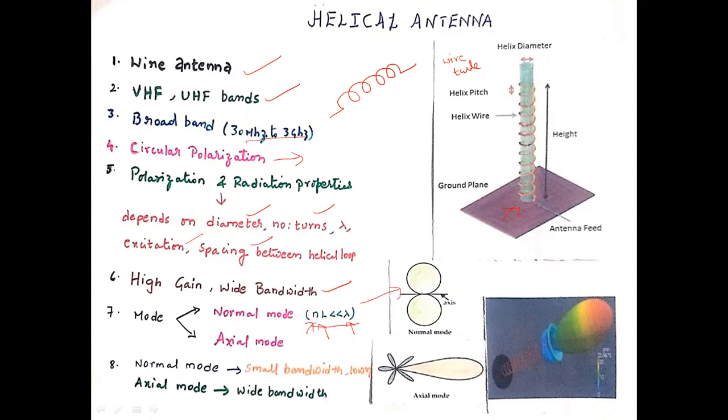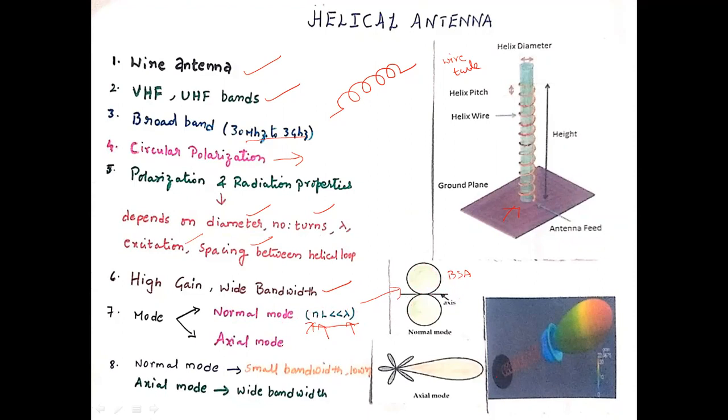This is the output of the normal mode operation, which can be compared to the broadside array case. In broadside antennas, as we already know, the radiation pattern is perpendicular to the axis of the antenna. Similarly, in normal mode also, the radiation pattern is perpendicular to the antenna axis.